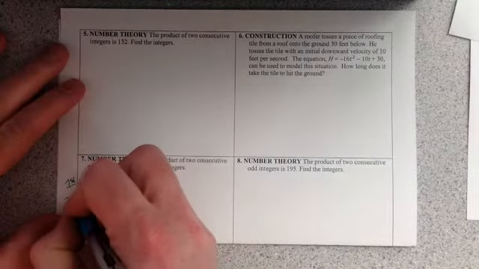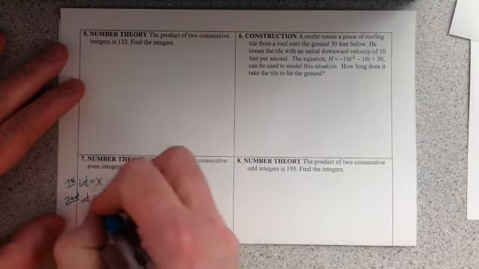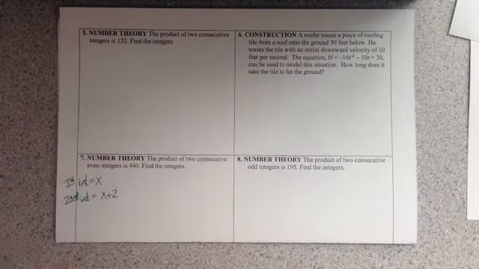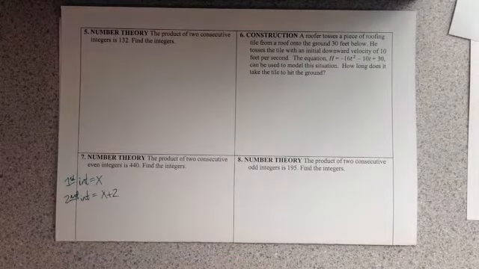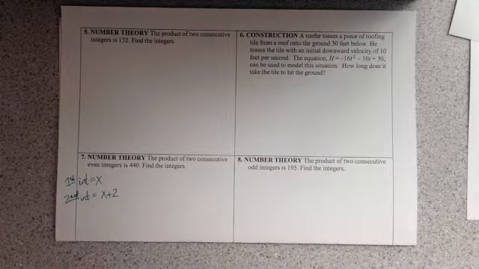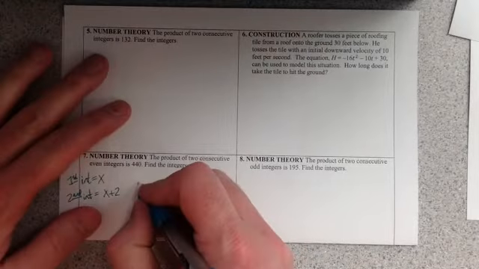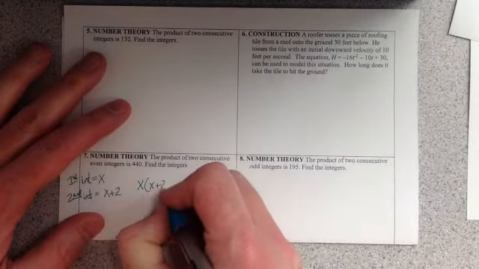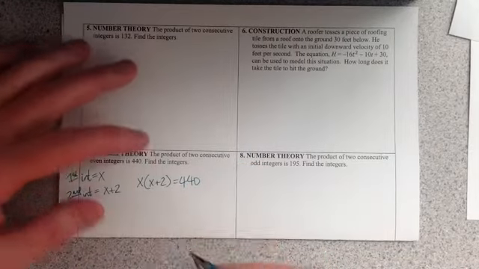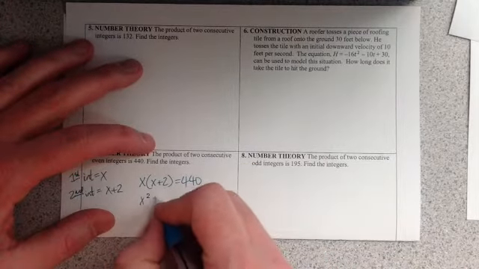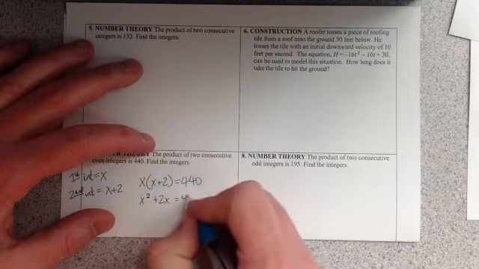So my second integer is going to be x plus 2, because I have to take that original number, add 2 to it to get to the next even number. That's exactly the same way it is with odd numbers. You start with x, and then you have to add 2 to get to the next odd number. Hint, hint. So now it says the product of those, so I have to multiply them, x times x plus 2 equals 440. Okay, so let's use distributive property. X squared plus 2x equals 440.